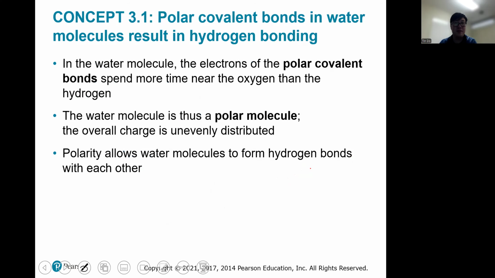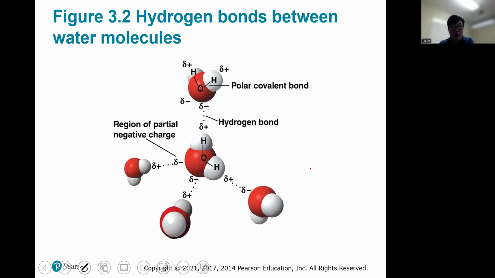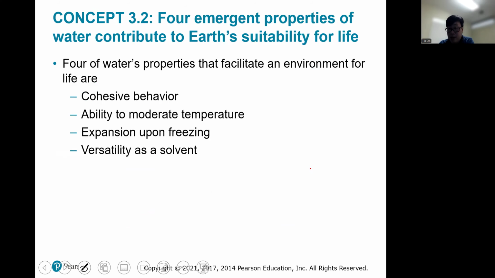Anyways, let's keep going. So, polar covalent bonds, polar molecules, we already talked about that last chapter. I'm going to skip it. You still need to know it, but I'm not going to talk about it again. Now, four emergent properties of water, or four properties that occur because of this water. We have cohesive behavior, moderating of temperature, expansion on freezing, and being a universal solvent.